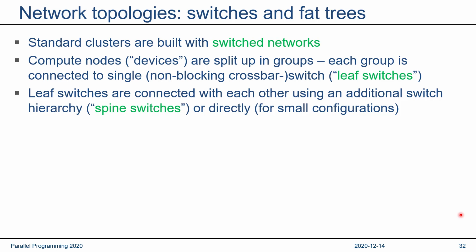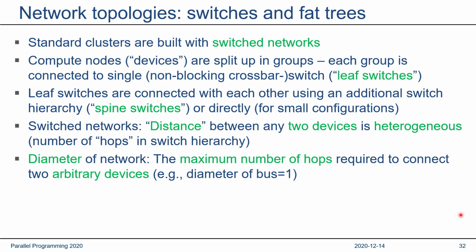So standard clusters are built with these non-blocking switches as components, but they don't use huge non-blocking crossbar switches. They use hierarchies of smaller switches. The compute nodes or devices are split up into groups, and each group is connected to a single non-blocking switch, and these switches are called leaf switches. Those leaf switches are connected with each other using an additional switch hierarchy, the so-called spine switches. In some cases, the spine can have multiple layers. They can also be connected directly. If you have small configurations, sometimes you don't need a spine layer.